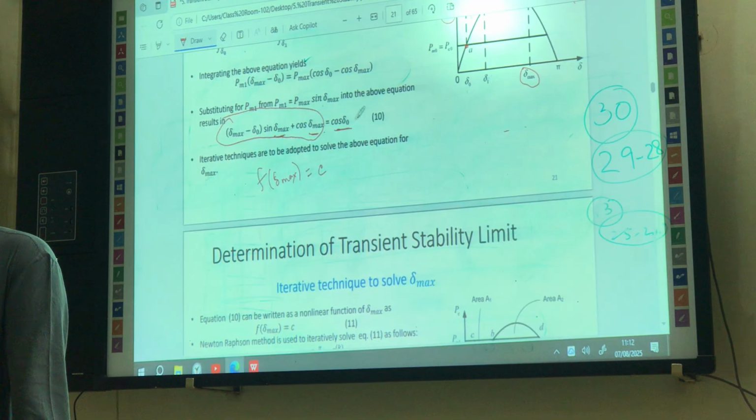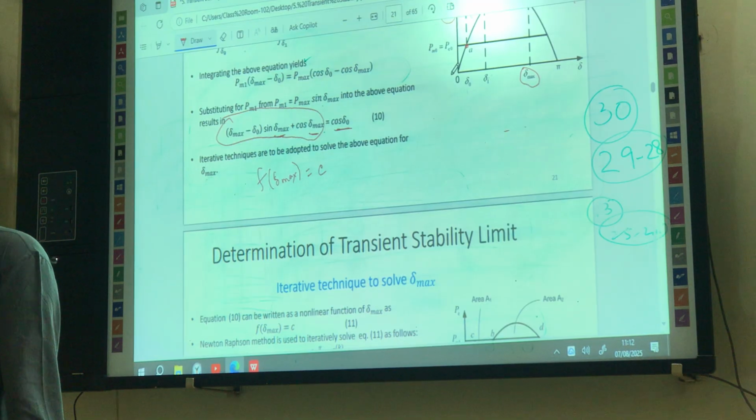Why is this constant? Because delta naught is the initial point. This point will be given in your question. You should know from where you start your journey, it should be known to you. So you know this value, and it should be constant. So this expression can be written like this.